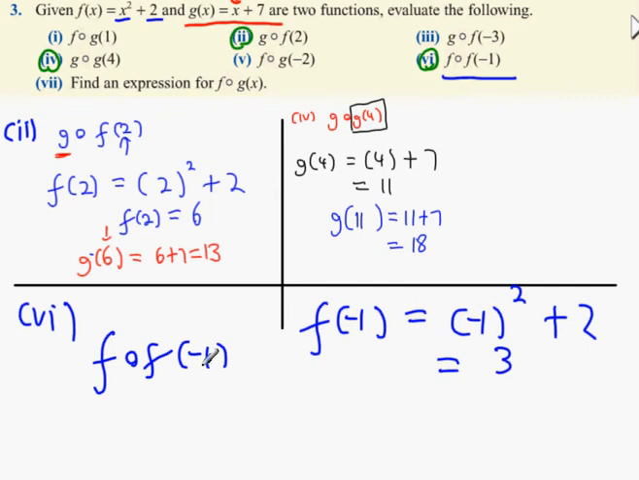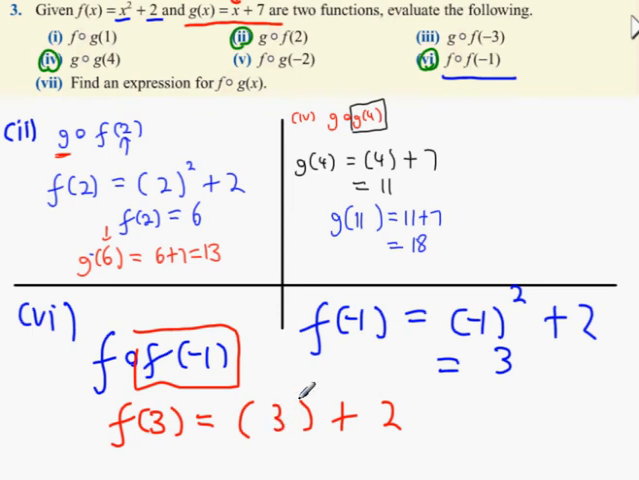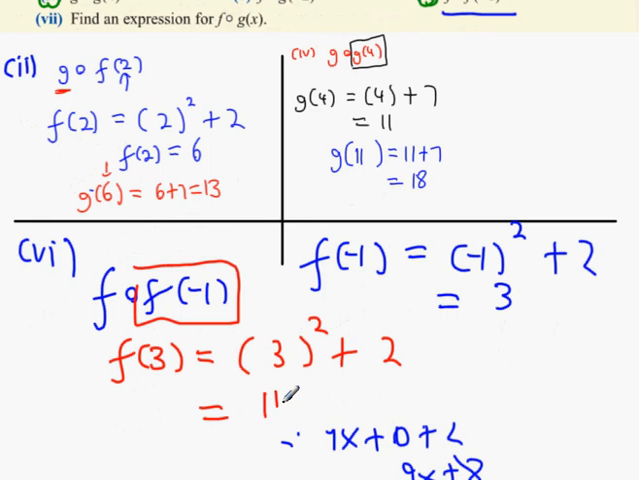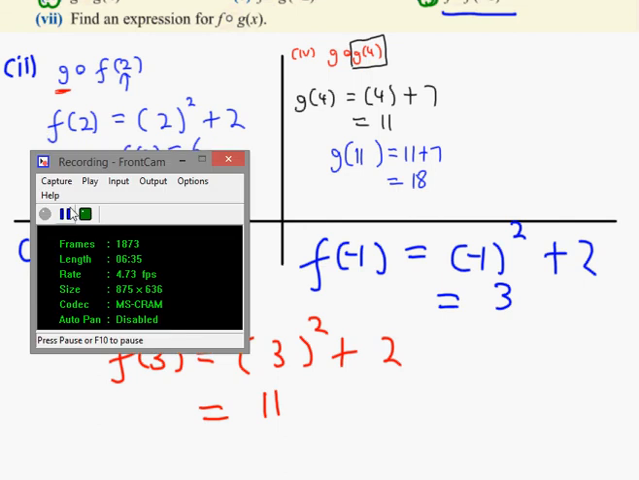And then after that, next rule, f of 3. So we're now doing f of 3. And what's the rule for f again? x squared plus 2. So whatever it is, square it. So we put in 3 squared plus 2. And what do we get? 11. Anybody get that one as 11? Okay, good.